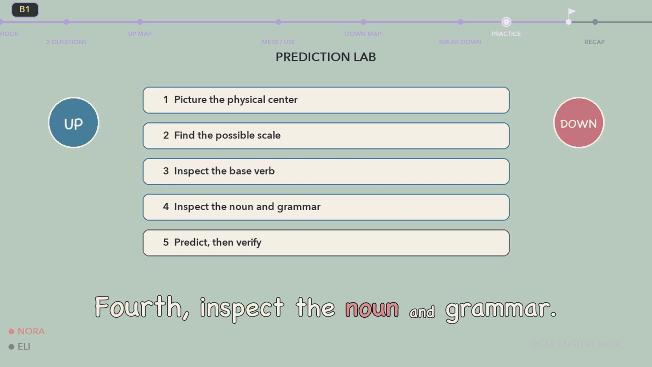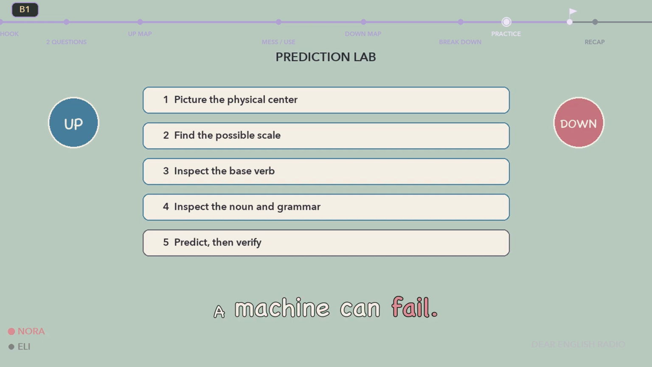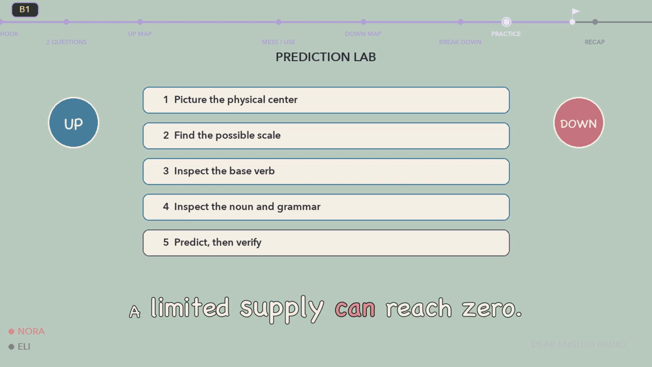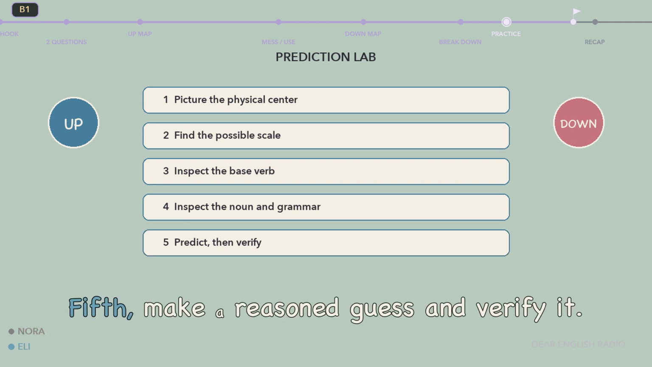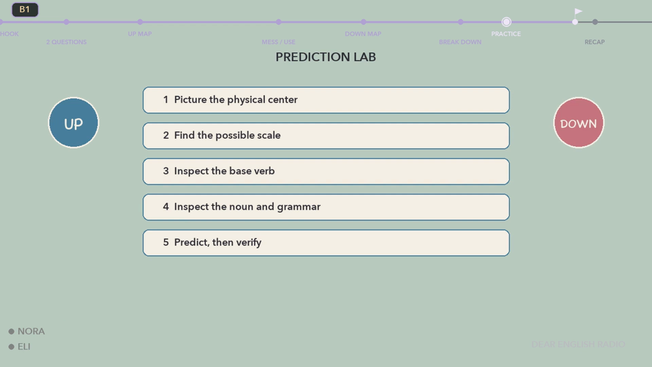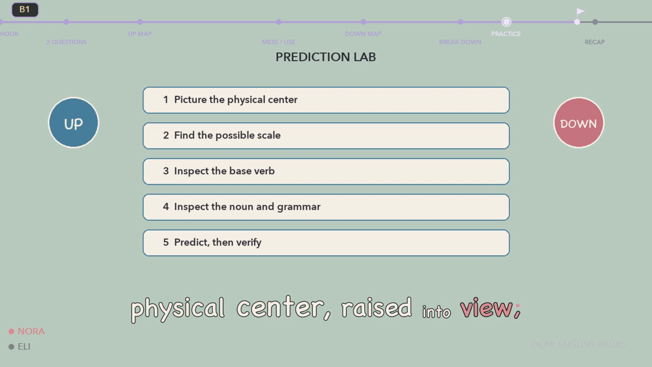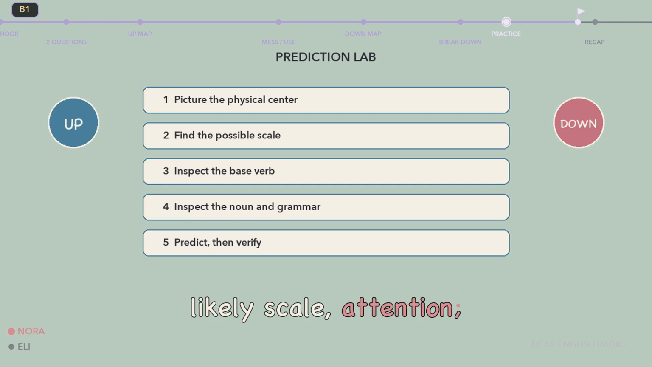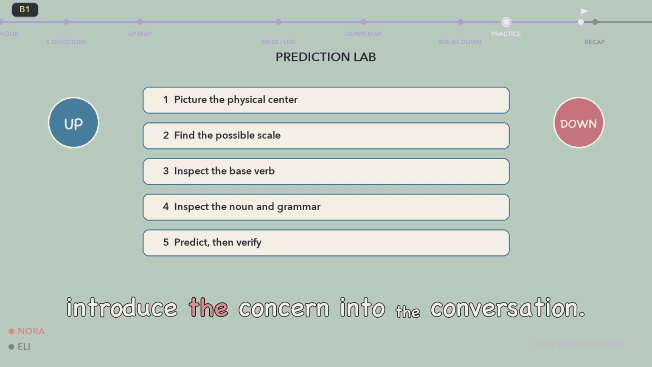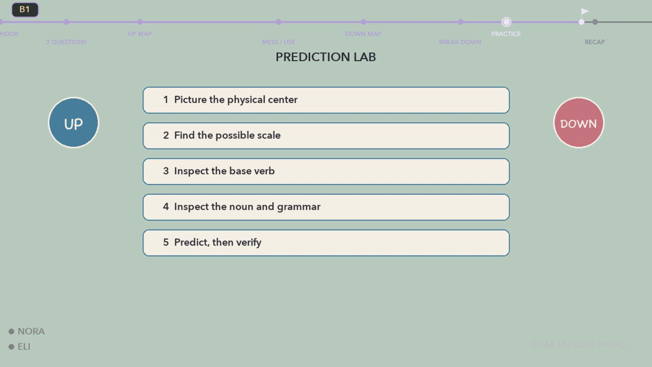Fourth, inspect the noun and grammar. A machine can fail. A problem can be divided. A topic can enter attention. A limited supply can reach 0. Fifth, make a reasoned guess and verify it. Keep one example that you might actually say. Bring up a concern. Physical center, raised into view, likely scale, attention, base verb, bring, object, a concern, prediction. Introduce the concern into the conversation.